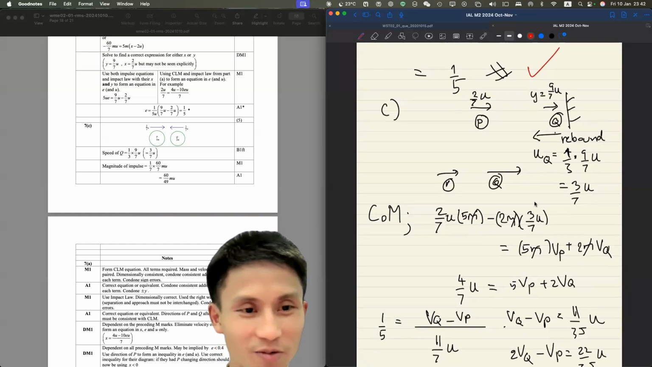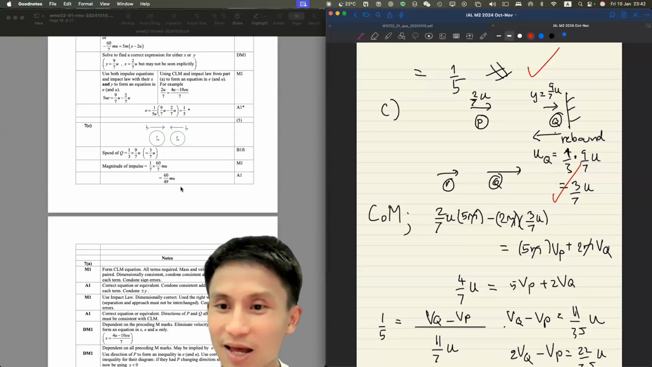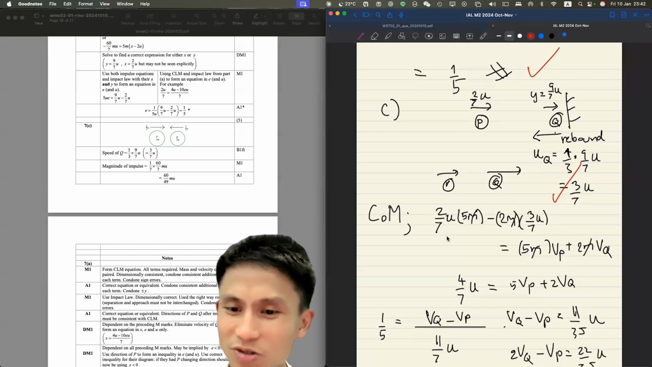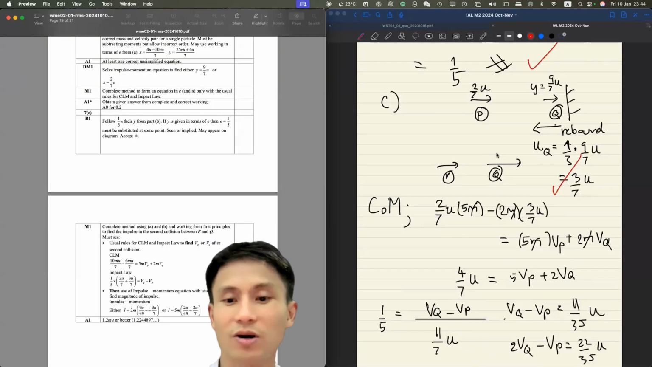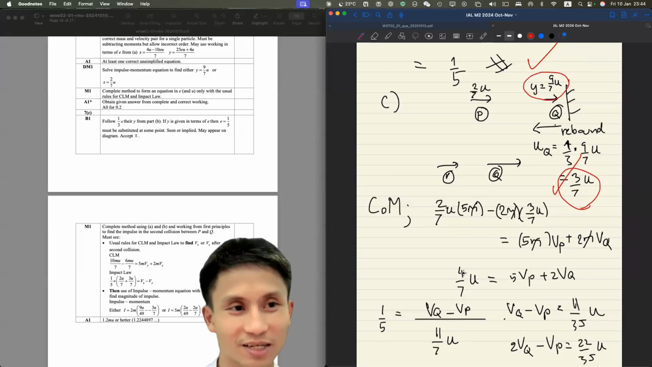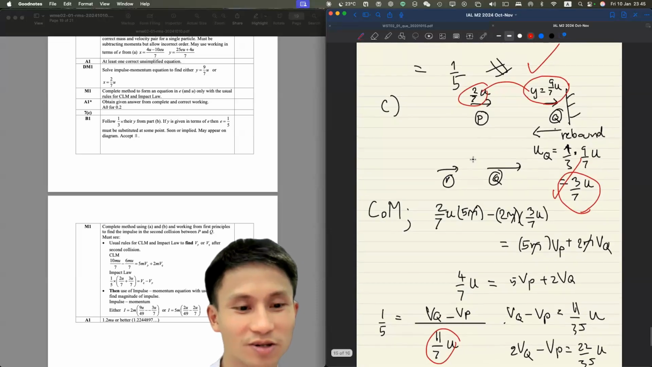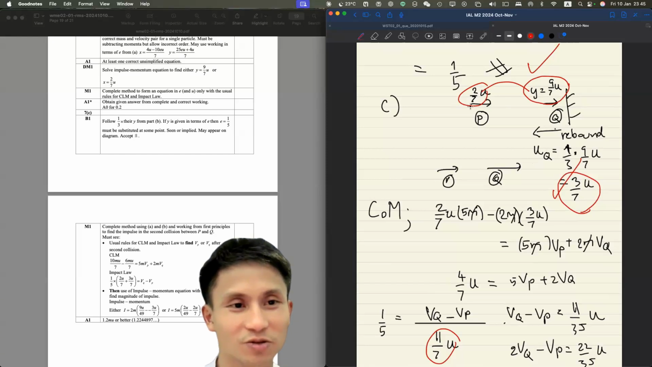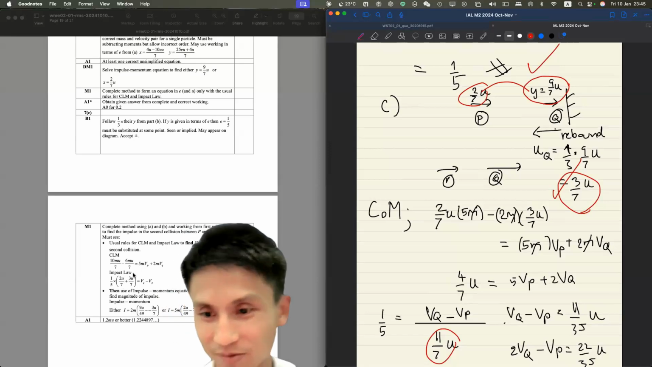Okay, but anyway, how many marks did I get? I get 3/7 there for the speed of Q. That's B1. And then the magnitude of impulse. What? I don't seem to find any trace. Oh no, I used the wrong value. I used this. So when I add these up, I got 11/7u, which should have been 3 plus 3u/7 plus 2u/7. So that should have given me the exact same thing as the mark scheme says here.